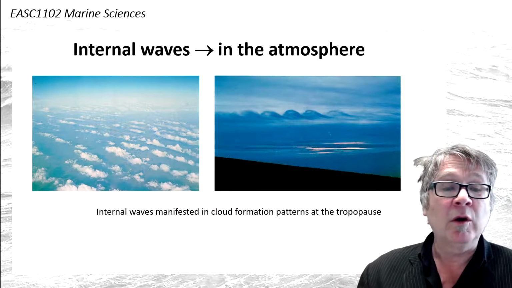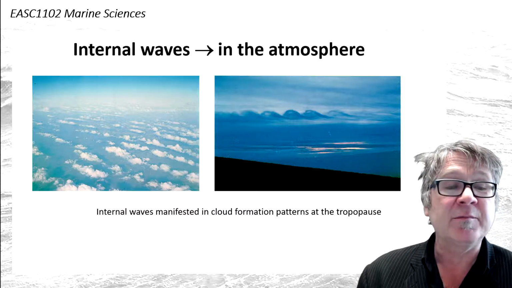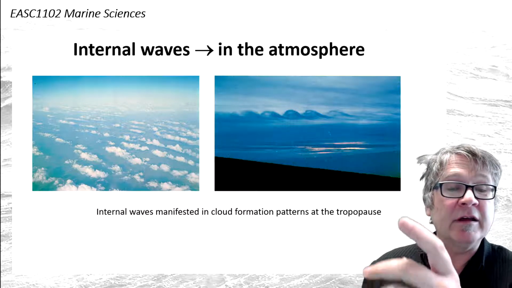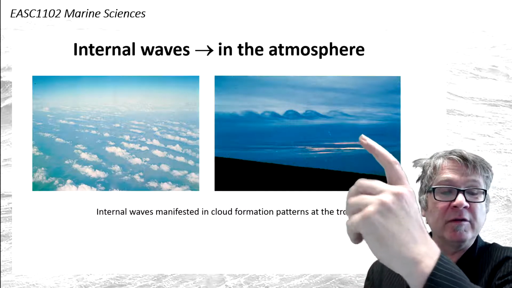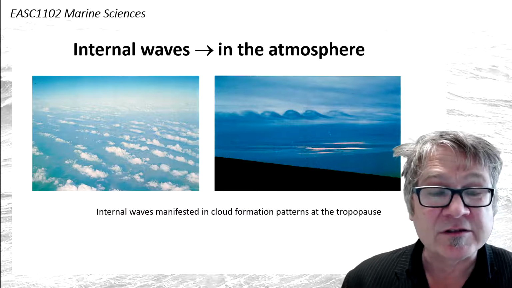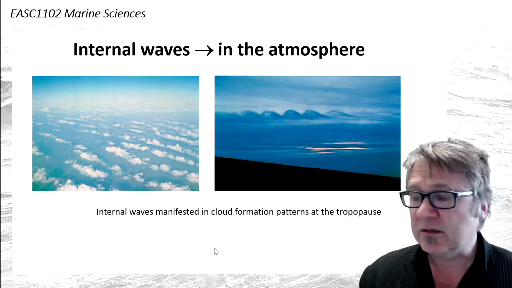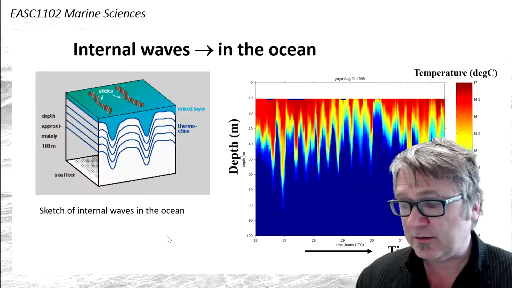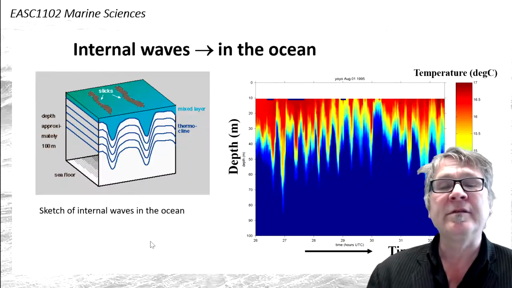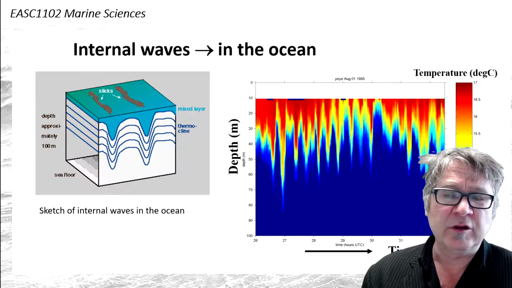What can also happen in the atmosphere is you can have breaking waves. They're shown here in the cloud patterns at the tropopause. You can see breaking clouds. So it's a little bit more tricky in the oceans. How do internal waves look in the oceans? And here's one example of an internal wave.